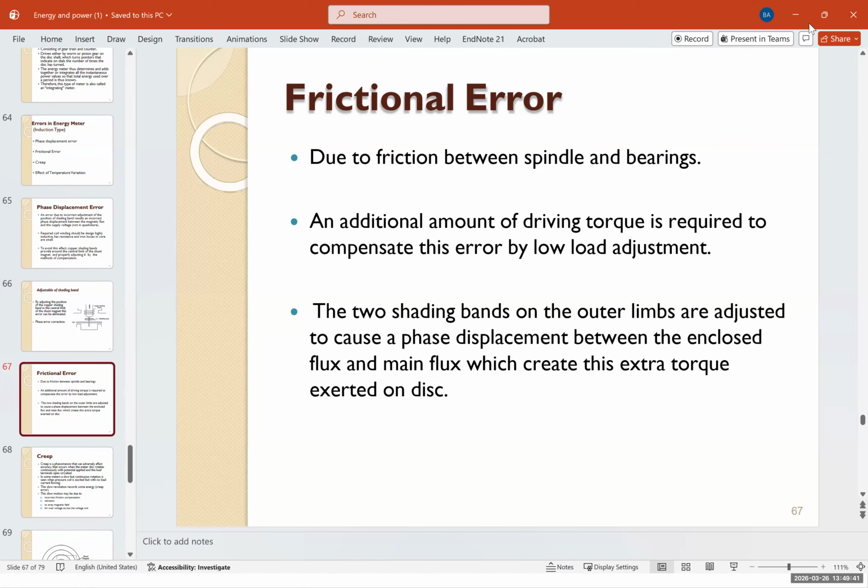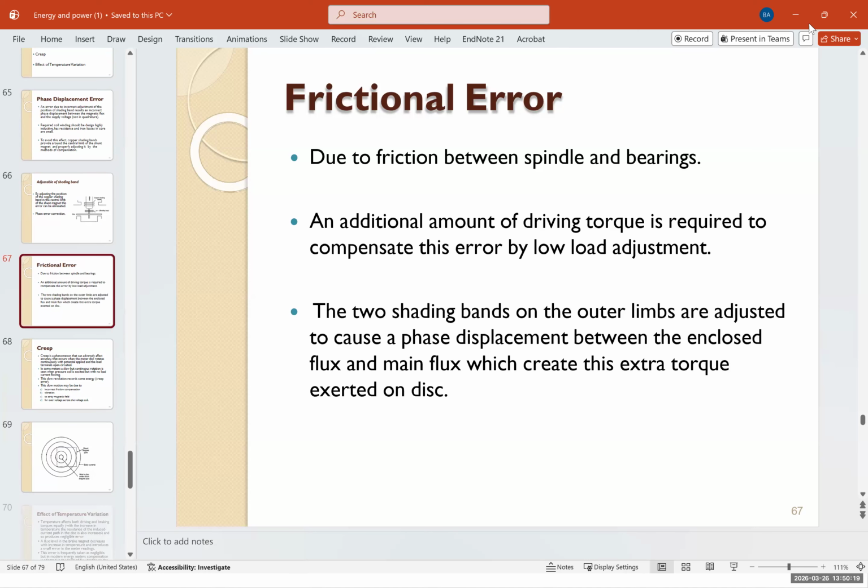Now, due to friction between the spindle and the bearings, an additional amount of driving torque is required to compensate for this error, by low load adjustment. The two shading bands on the outer limb are adjusted to cause a phase displacement between the enclosed flux and the main flux, which creates this extra torque. So they have special devices that consume very little power. If it doesn't move, it means you have too much friction. Then they will calibrate that. So it's a very delicate system. And I'll show you a way to hack it at the end.